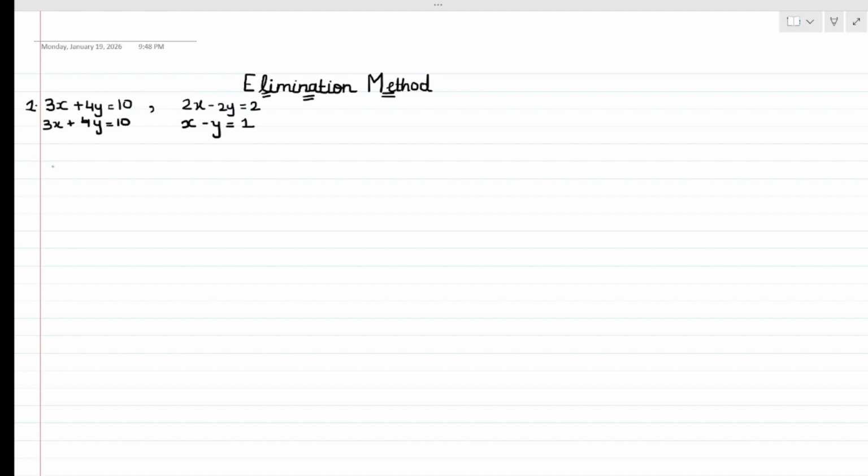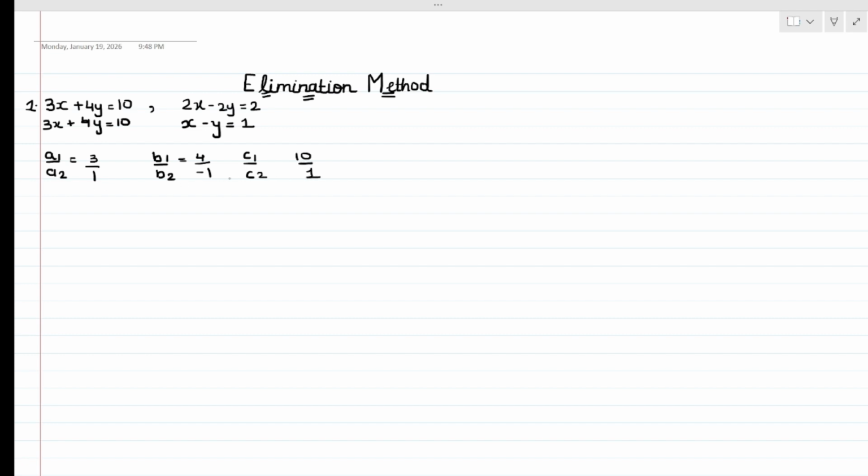Before starting our elimination method, you should check whether it has a unique solution, infinitely many solutions, or no solution, as we did for the substitution method. So first we will write a1 upon a2, then b1 upon b2 and c1 upon c2. Okay, so for our case, what is a1 upon a2? It's 3 upon 1. Second is positive 4 and negative 1, so it's 4 upon minus 1. And for the third it is 10 upon 1.